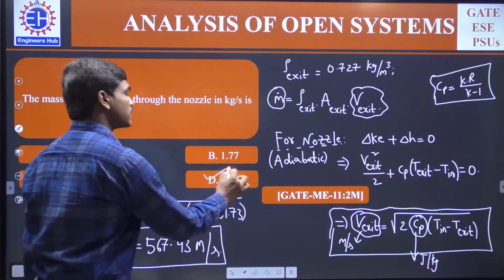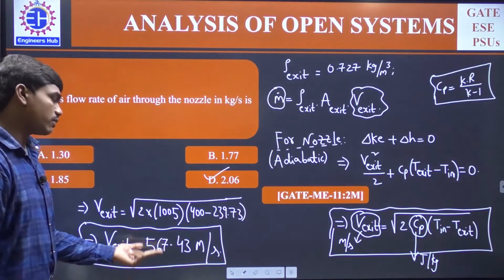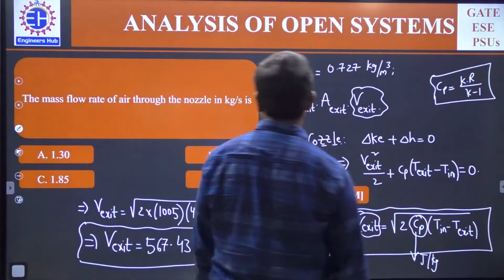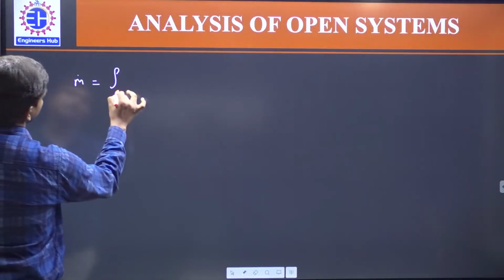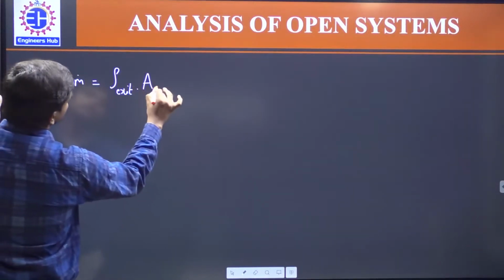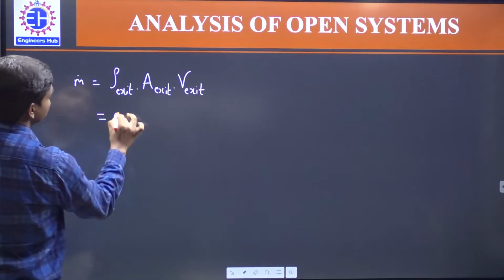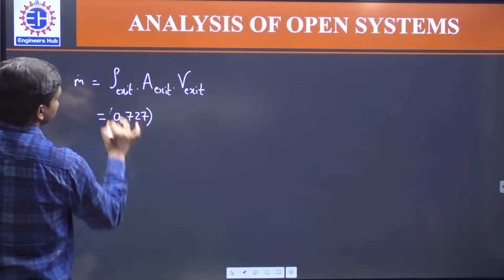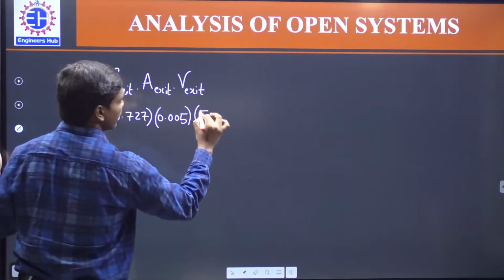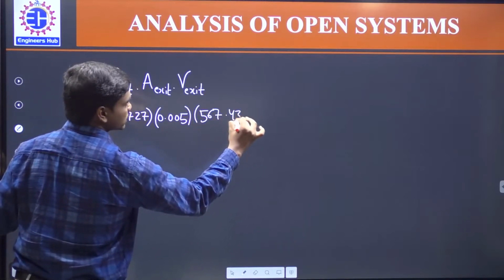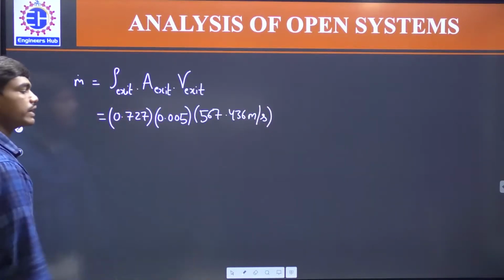2.06 is the mass flow rate. Okay, first tell me this V exit value 567.436. If this is the case, then m dot is equal to rho exit into A exit into V exit. So rho exit you found 0.727, A exit is given in the question 0.005, and velocity some of our friends are telling 567.436 meters per second.